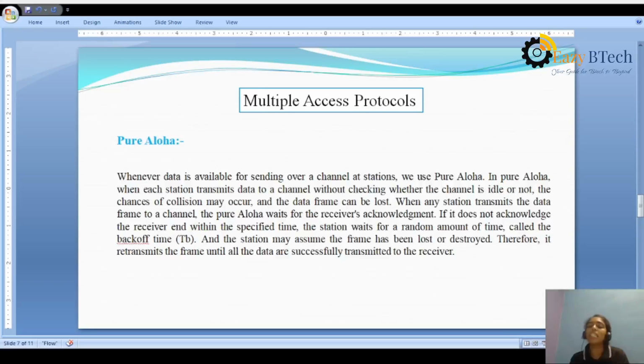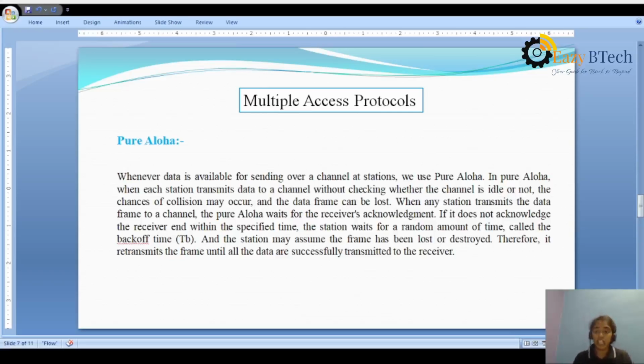Here, it is not sensing the channel. It does not check the channel state, whether it is idle or working. Each station can transmit data without checking whether the channel is idle or not. That is the first thing. The chances of collision may occur. Definitely the chances of collisions may occur, and the data frame can be lost.